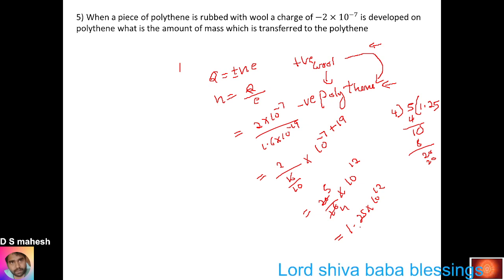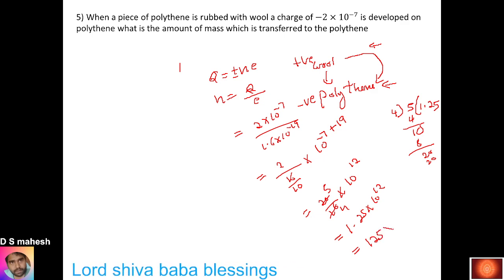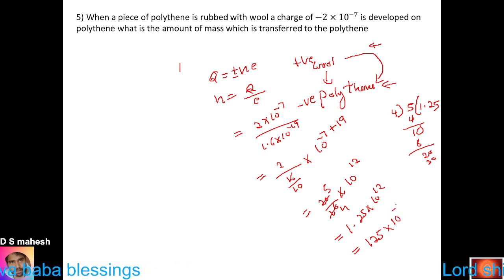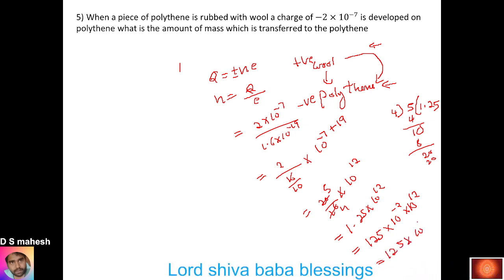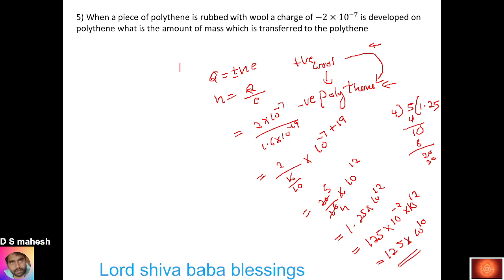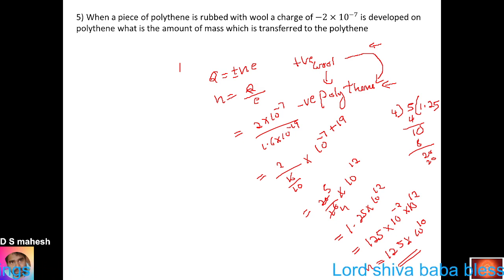So as you know, the number n cannot be a fraction. So this is 125 into 10 to the power of minus 2 into 10 to the power of 12. So this can be written as 125 into 10 to the power of 10. So this is the number. So now n is what? It's an integer. So this is possible. So these many electrons are transmitted.